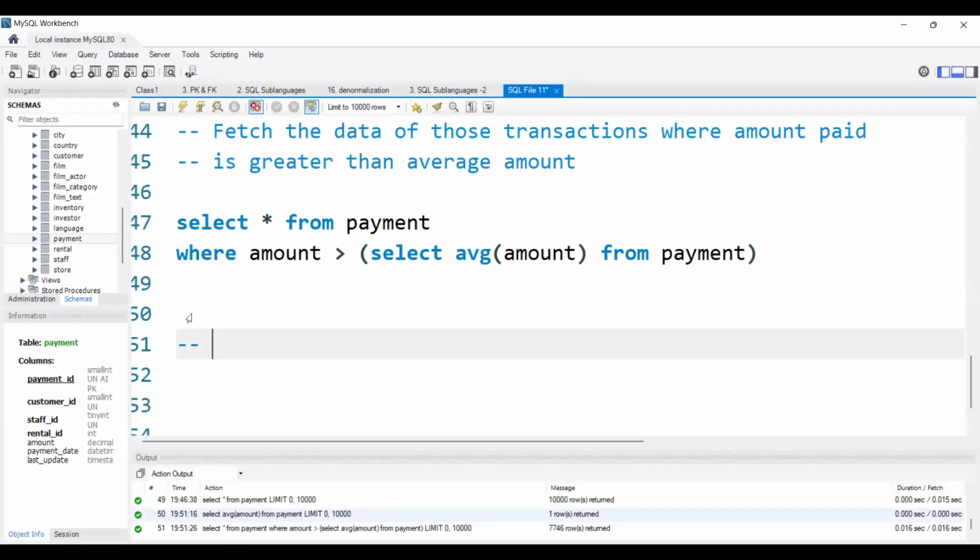Now let me solve one more question here. From the payment table only, find the second highest amount. I'll write the question directly: from the payment table, find the second highest amount, by using subqueries.